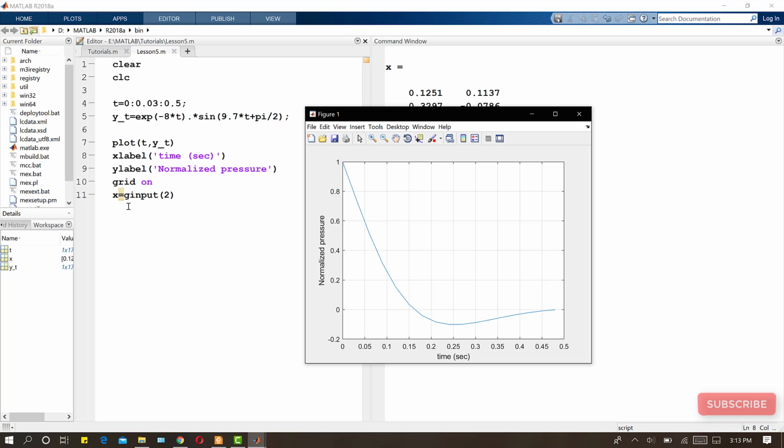And if you want to extract some values from the graph, to read some values from the graph, you need to write ginput and the number of inputs that you want to read from the graph. So for this example, we are done with this example. I think you have understood this very simple plot function.